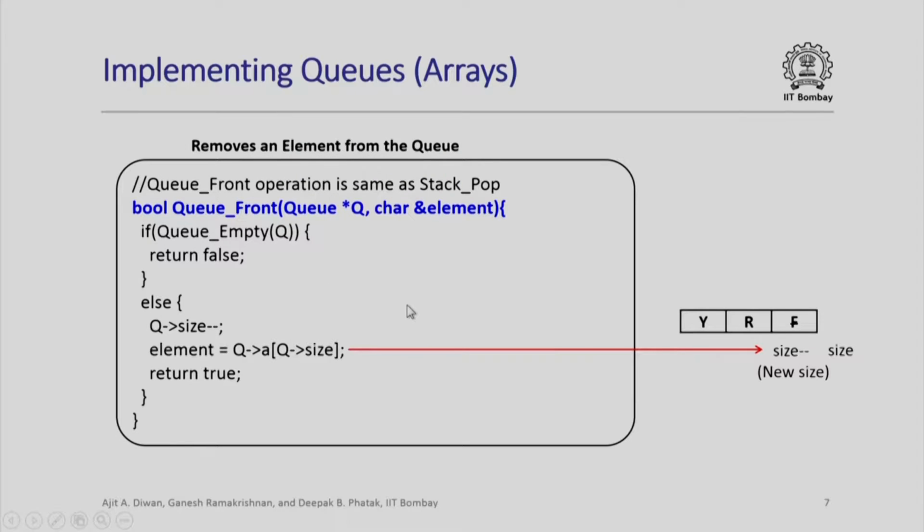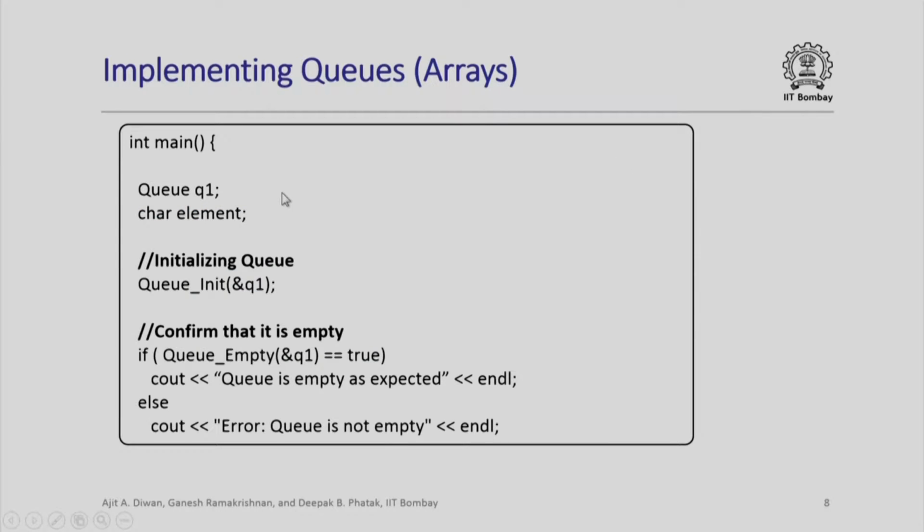How do we remove the front element from the queue? The queue front operation is actually same as stack pop operation. So here, if the queue is empty, of course nothing is done, but if queue is not empty, all that I do is I reduce the size of the operational array by 1 by putting size minus minus, and the element which is at the front, which is pointed to originally by size, is now returned as the element. So, very simple operation. Now, the effective size of the array is reduced to only 2 and f has been returned back. We can now write our main program.